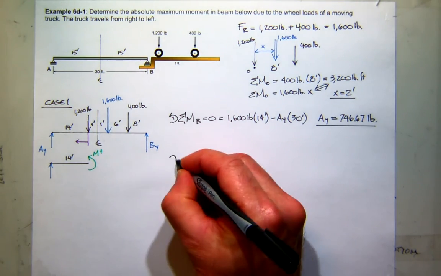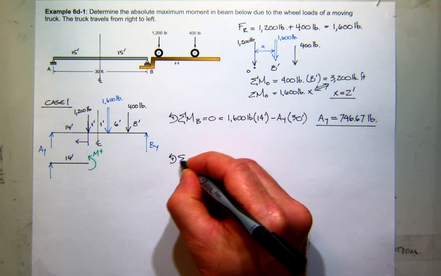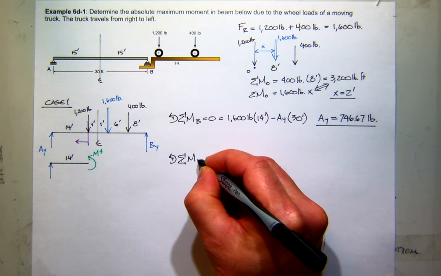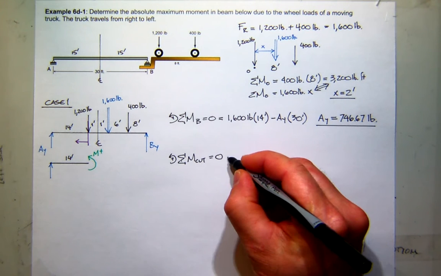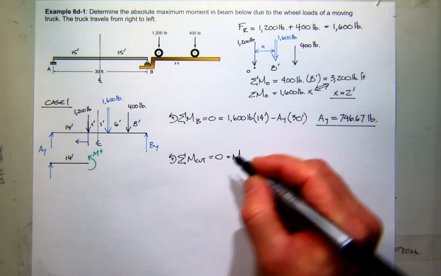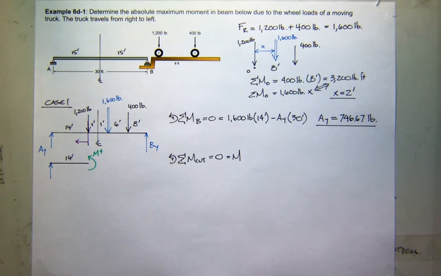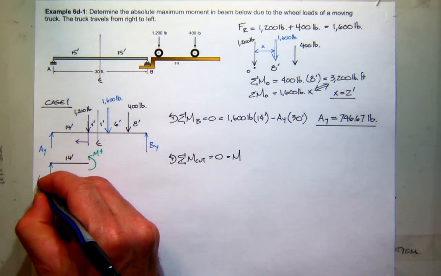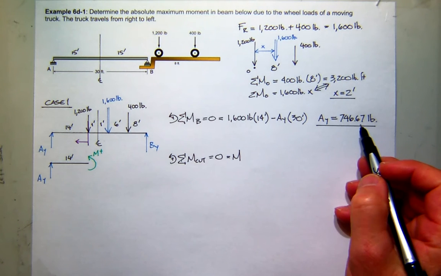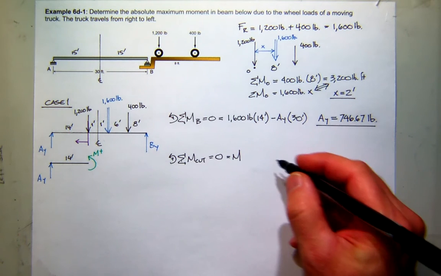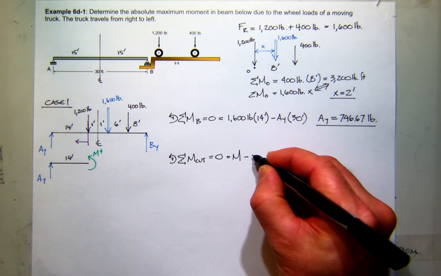I sum moments about the cut and set that equal to 0. And what do I have? Well, I have a positive moment, the thing I'm looking for. And then I have AY now, which I've just solved for. I forgot to label it, sorry. Of course, we now know it's 746.67. And that creates a negative moment.